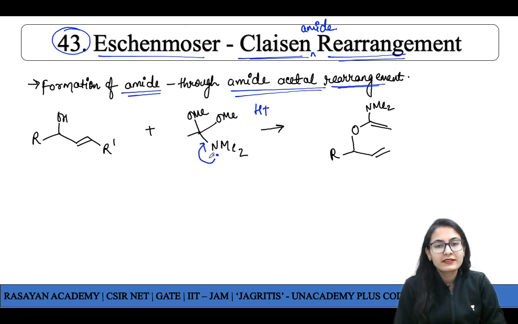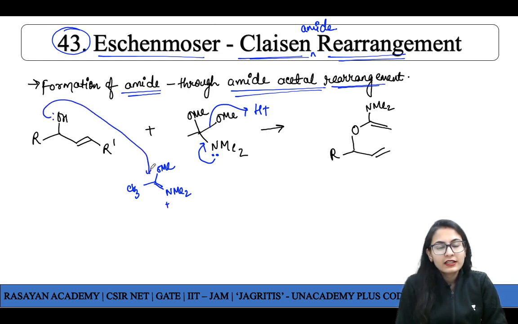So once again in the presence of proton or acid, it is going to generate, this is a CH3 once again, right? It is going to generate the iminium ion like this. And further the alcohol attacks to open up the bond and you get something like this. There is this.